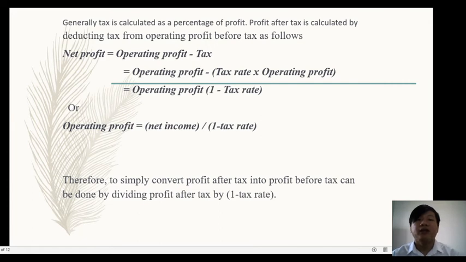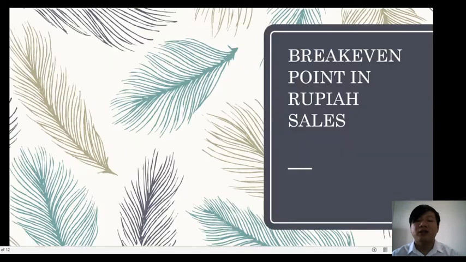Generally, tax is calculated as a percentage of profit. Profit after tax is calculated by deducting tax from operating profit before tax. Net profit equals operating profit minus tax, or operating profit equals net income divided by 1 minus tax rate. Therefore, to simplify, converting profit after tax into profit before tax can be done by dividing profit after tax by 1 minus tax rate. Break-even point in rupiah sales.